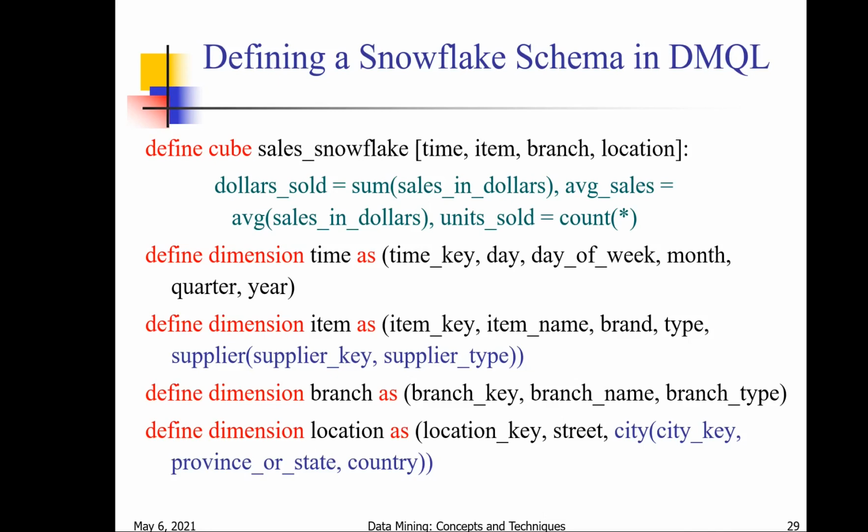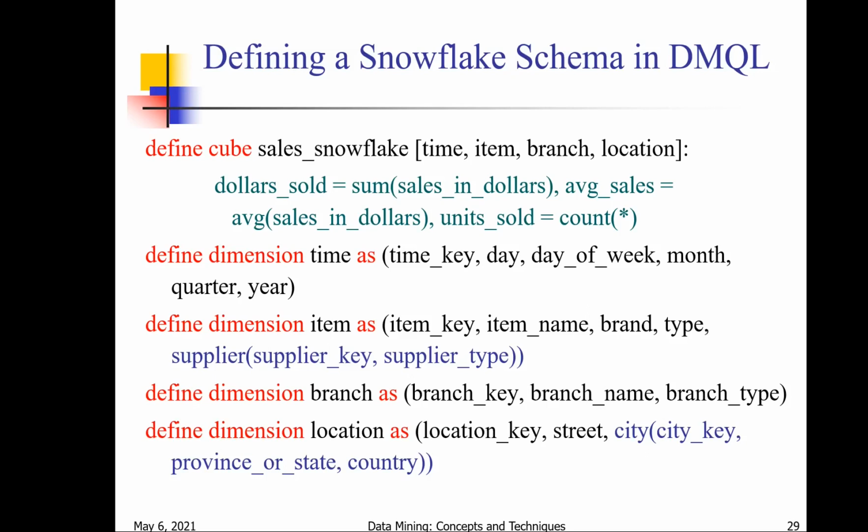Here we will represent like this. So define dimension branch as branch key, branch name, branch type. These three are the attributes for the branch table. Again, for the location dimension, we are having location key, street, city. City is the other dimension table. So we divided the location table into two tables, location table and city table. So here it can be represented.